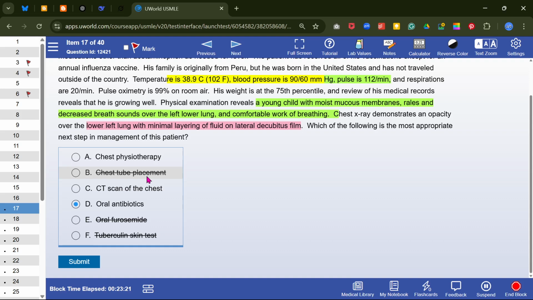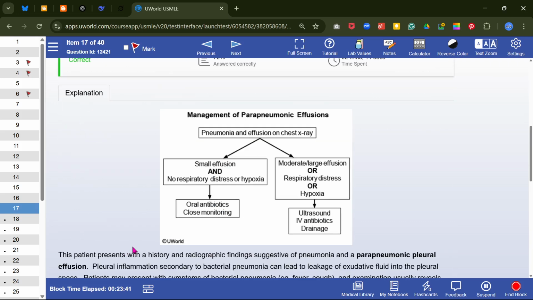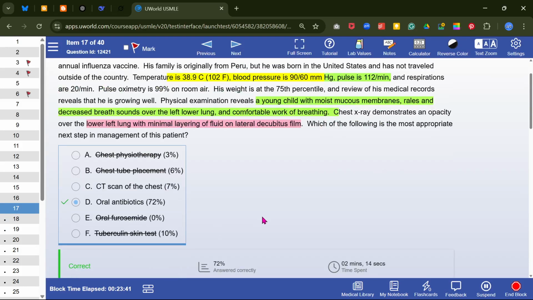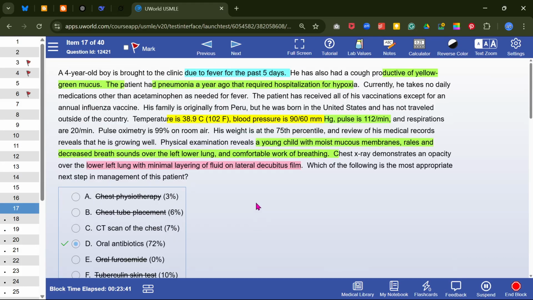This is minimal layering fluid on the lateral decubitus frame, isn't it? So why would we give a chest tube placement? Yes, chest tube placement for moderate pleural effusion. I think the patient should start antibiotics.